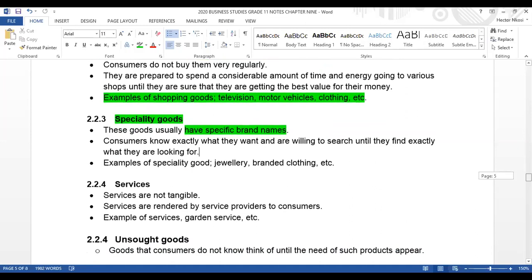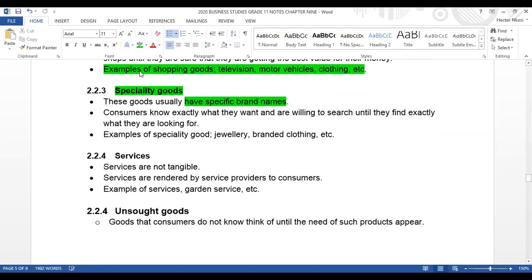Let's look at another category when it comes to consumer goods. Let's look at services. Services are not tangible. We know that, right? Services are intangible, because services are rendered, provided to consumers. Examples: your garden service, your hairdresser, public transport, going to a doctor, seeing a dentist, consulting with a lawyer. That's all seen as a service.